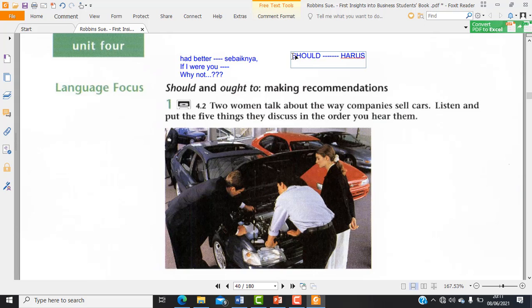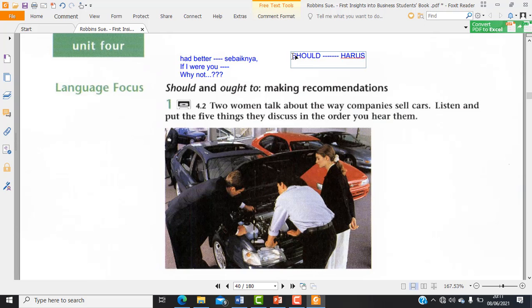Tapi kalau must itu lebih kayak ke obligation. Hal yang benar-benar dilakukan. Kalau nggak dilakukan ada konsekuensi. Misalkan gini guys, kamu lagi pakai motor, kemudian ada polisi, kamu harusnya pakai helm loh. Nah, itu pakai should atau must? Pakai must dong. Karena itu emang benar-benar obligation banget. When you ride a motorcycle, you must always wear your helmet.